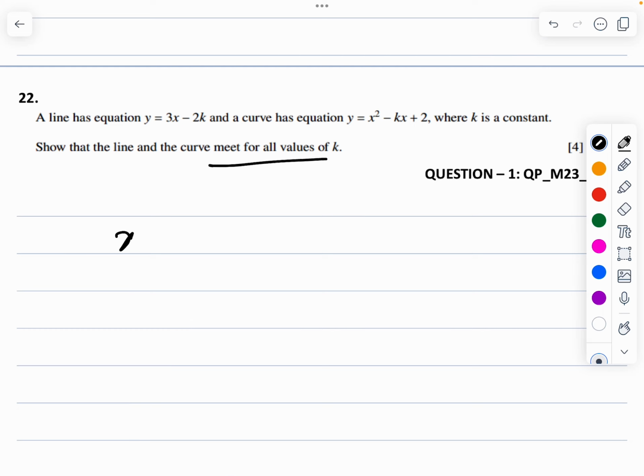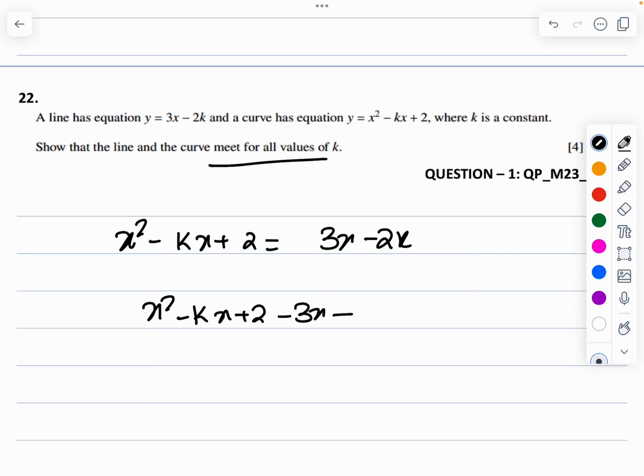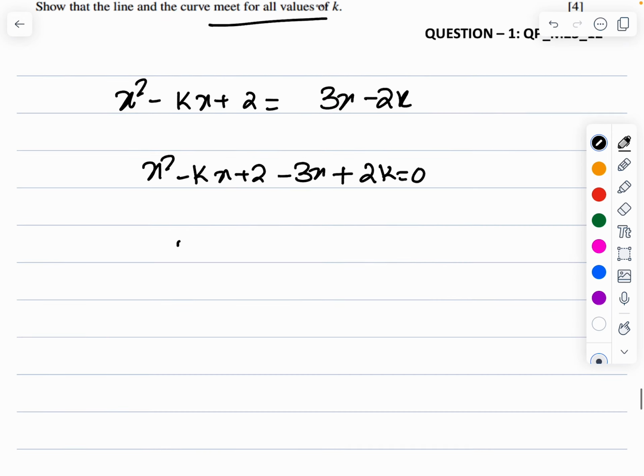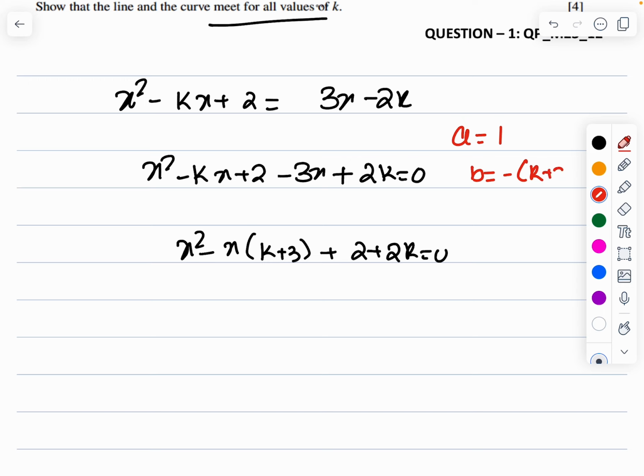So what am I going to do? X square minus kx plus 2 equals to 3x minus 2k. Minus kx plus 2 minus 3x plus 2k equals to 0. So it becomes x square minus x common, k plus 3 plus 2 plus 2k equals to 0. So a equals to 1, b equals to minus of k plus 3, and c equals to 2 plus 2k.